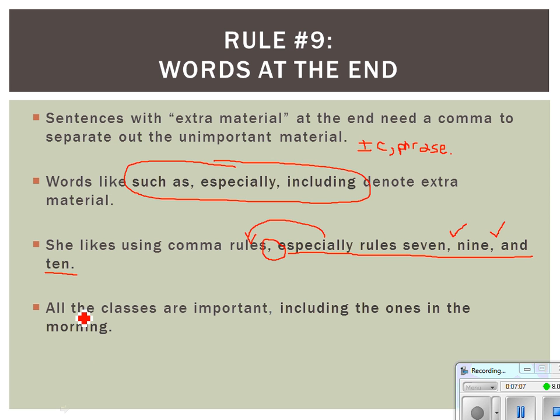Let's look at the second example. All the classes are important, including the ones in the morning. Here's my comma rule 9. Because including the ones in the morning is just extra material. All the classes are important is my independent clause. Notice each of these examples has one of those clue words, especially, including. Pay attention to those. They'll help you out.